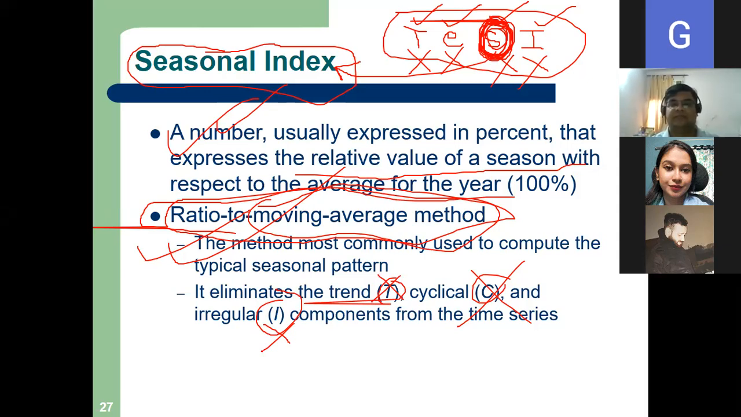Yes, so let us now understand the ratio to moving average. Already we know the moving average, right? But what is ratio to moving average?